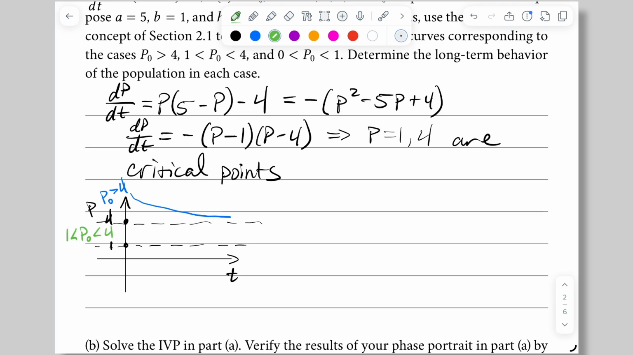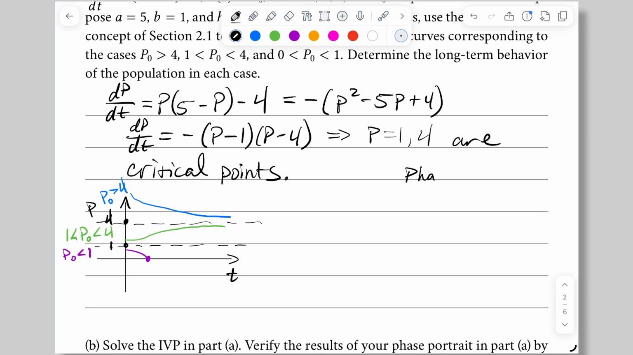A P naught between 1 and 4 is going to grow until it again maxes out at P equals 4. And a P naught less than 1 is associated with a negative derivative. And it actually wouldn't make sense in this case to draw a curve that would go down to negative infinity because we're talking about a number of fish. And so more appropriately, what would happen is at some point, the population will just become 0.